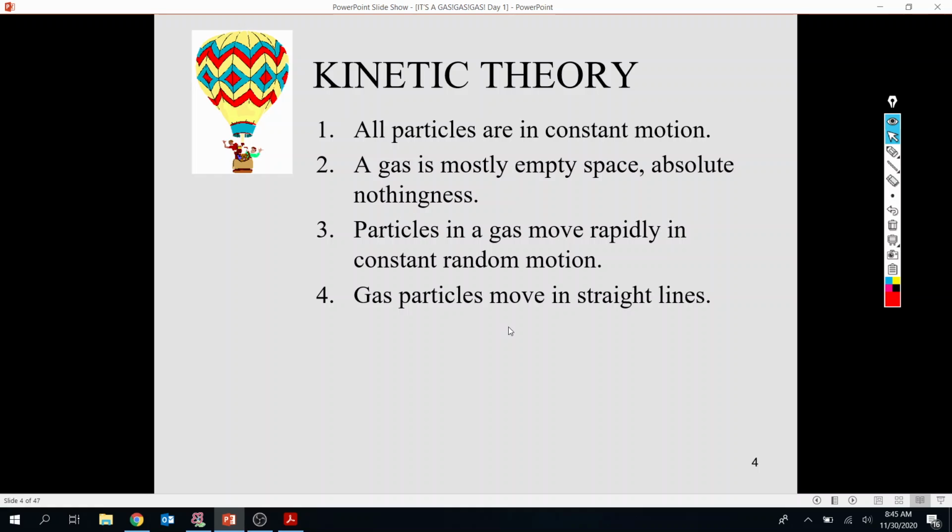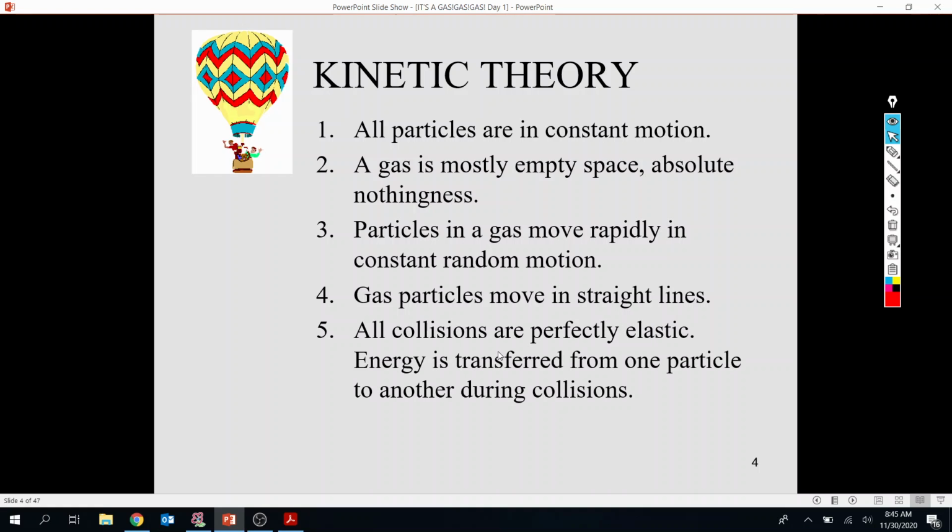And they move in straight lines until they hit something else. And all the collisions are what we call perfectly elastic. That is a fancy word that we use in physics to talk about the fact that all of the energy is conserved and is transferred from one to another and back again. So the energy is not lost or gained, but is in fact conserved. All right, and so that is the basic ideas of the kinetic theory.